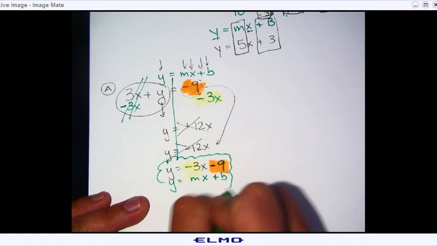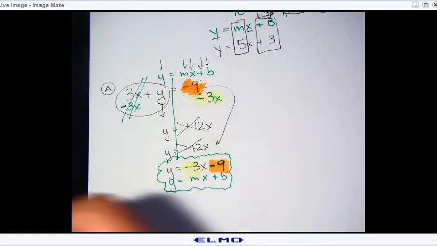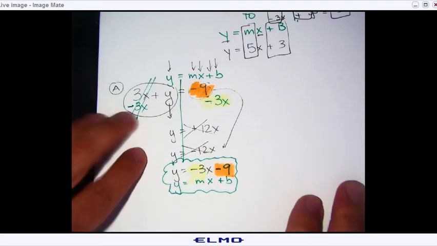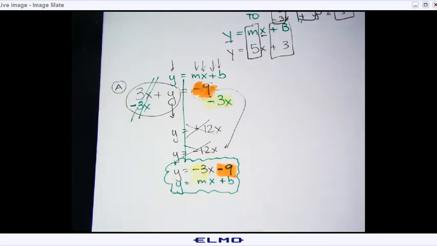How did you get the negative 3x? Okay, good question. Thank you. How did I get the negative 3x? So let's go over it again, all right? Let me pause the video. The good thing is that when you look at the video, you could always pause it. So I'll pause it right now.